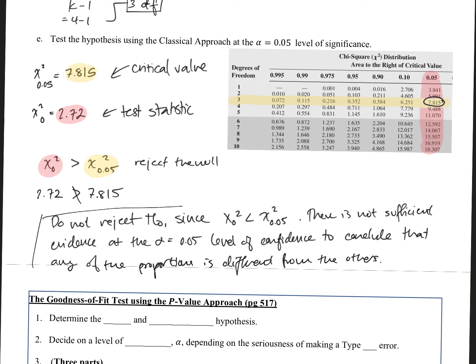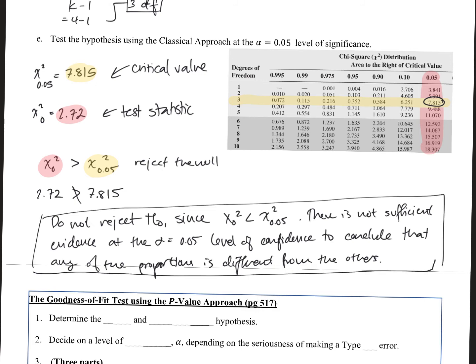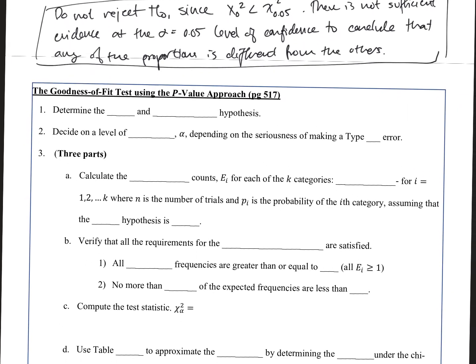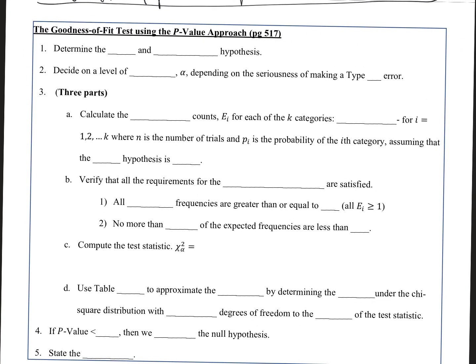Alright, so there we have it. You go ahead, you find your test statistic, which you calculate, then you look up your critical value and you compare them. If your test statistic is greater than your critical value, you can reject the null. Now, let's take a look at the goodness of fit test using the p-value approach.